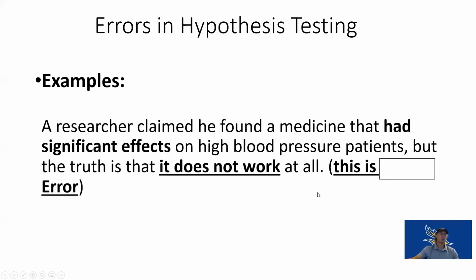Okay, so here's an example. A researcher claimed that he found a medicine that had significant effects on high blood pressure patients, but the truth is that it doesn't work. What type of error is this? Pause your video, write it down. All right, what type of error do you think this is? If you put type 1, you'd be correct, because there is no truth, but we said that there was. That's a type 1 error.